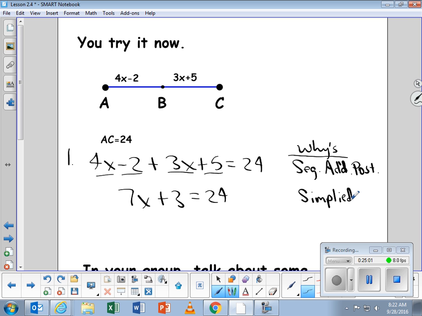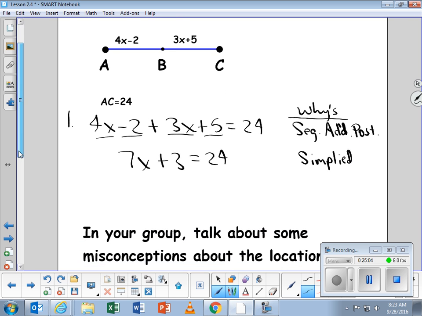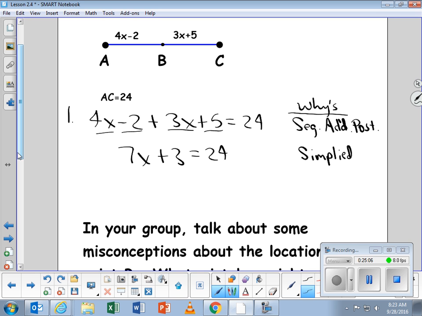Okay? What do we do next? Minus 3 from both sides. We got 7x is equal to 21. What reason did we do what we did? Subtraction property. And then the last step, divide by 7, we get 3. And so what is this? Division property. Very good.